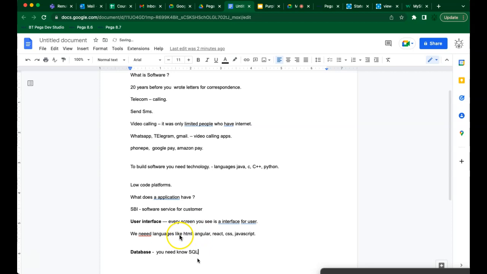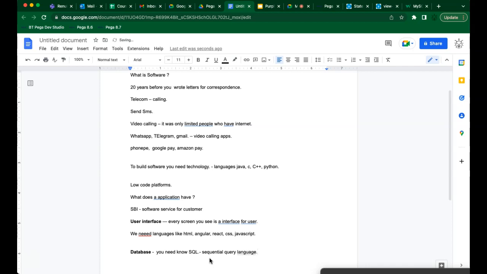So how many languages is it right now? For user interface, you need HTML, Angular, React, CSS, JavaScript. And for database, at least you need SQL. What is SQL? It's sequential query language. Why is this used? To interact with the database.